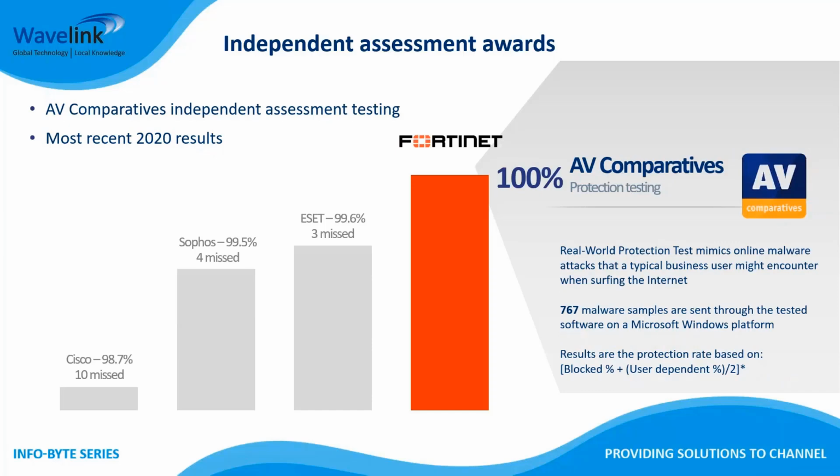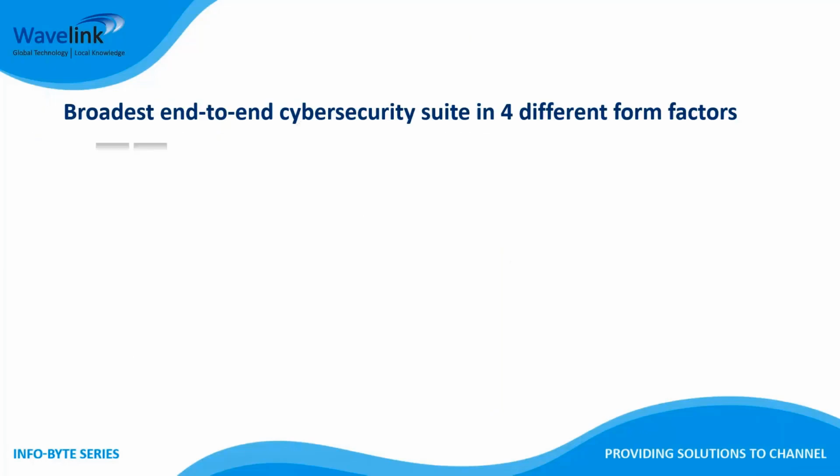And then this is an interesting one from AV-Comparatives. So this is to do with email security and endpoint security. So of the tests they ran in 2020, 767 malware samples were pushed through, and then ESET was able to stop 99.6%, missing 3. And then you can see there Cisco actually missed 10 of the samples that were put through, whereas Fortinet actually blocked 100%. So that's another thing to look at in terms of the awards, which is the protection testing.